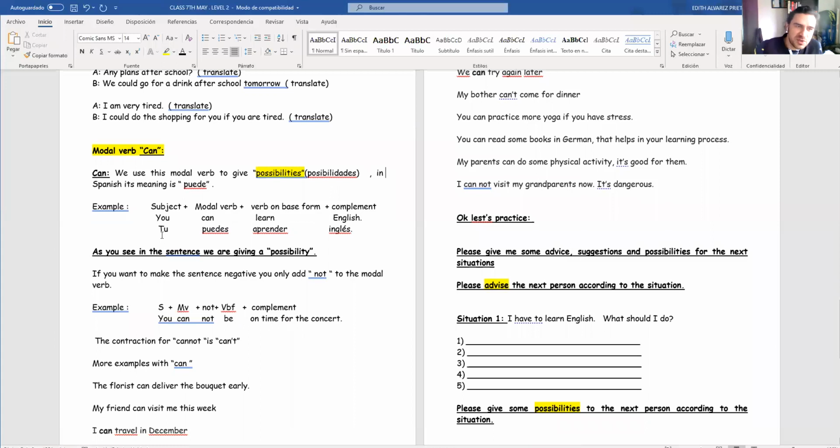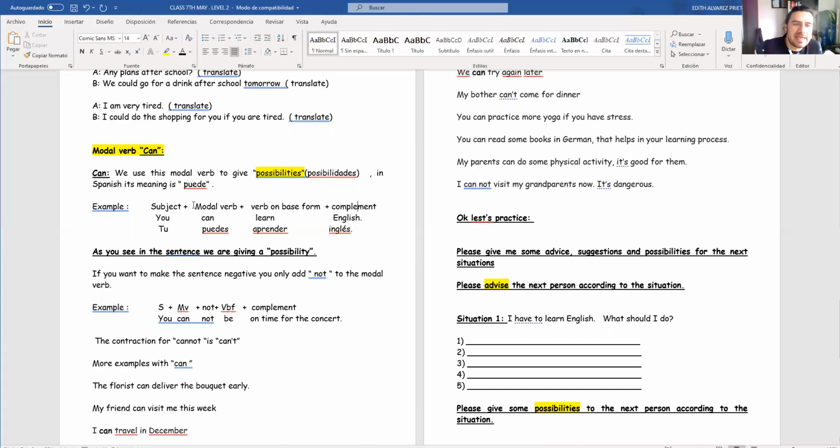Similar to the previous modal verbs, we have to use a subject, the modal verb, the verb in the base form, and the complement, okay? Entonces, si ven, todos los verbos modales funcionan igual, ¿cierto? En su estructura: el sujeto, el verbo modal y un verbo principal. Así siempre va a funcionar el verbo modal. No puede ir solito, ¿listo? Acuérdense.